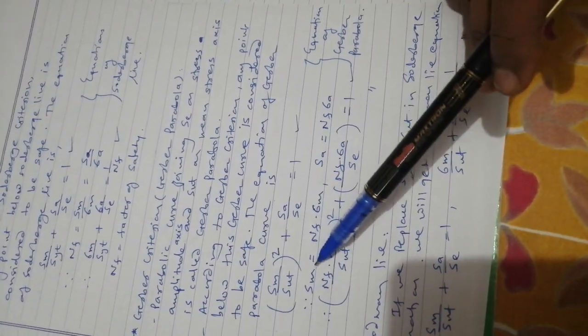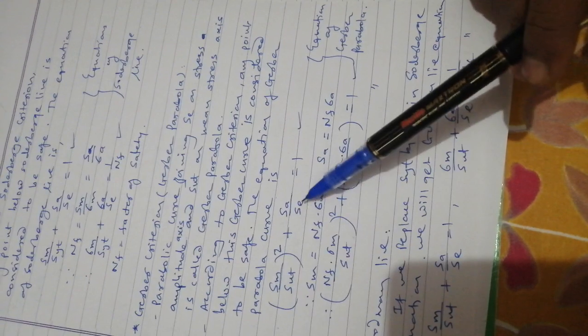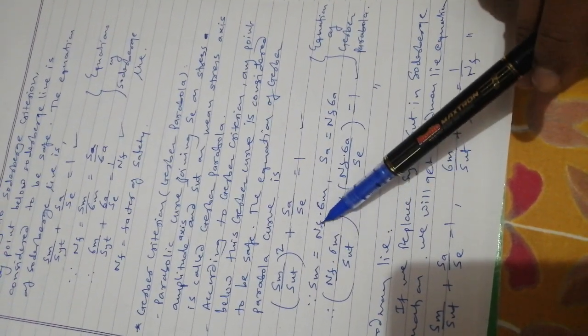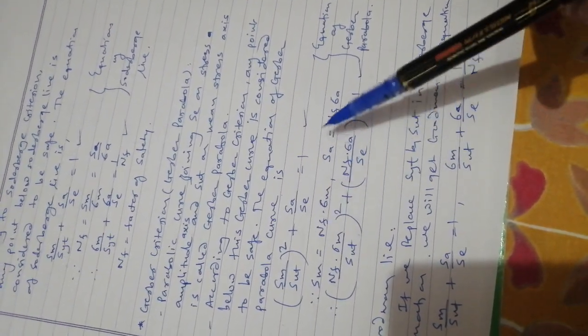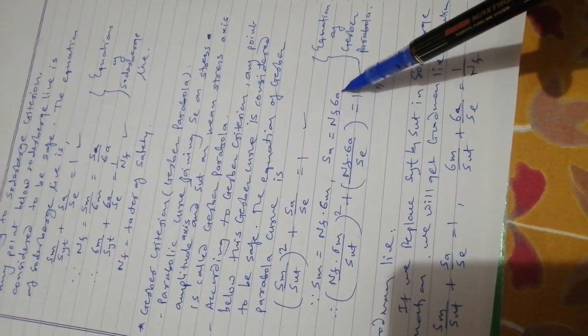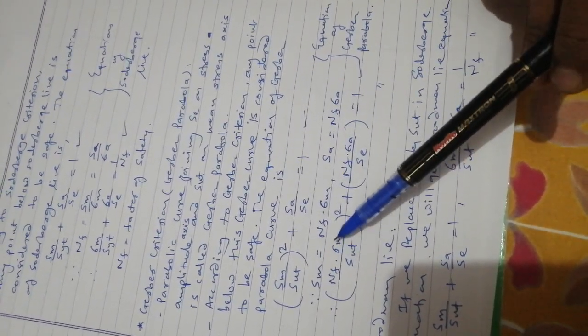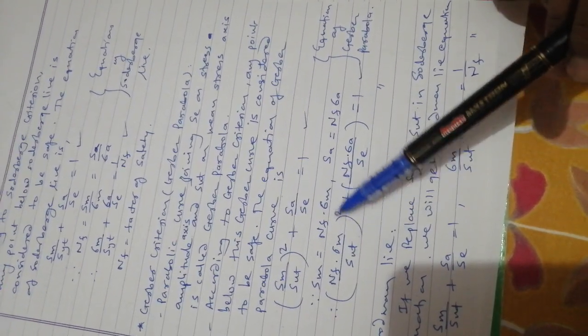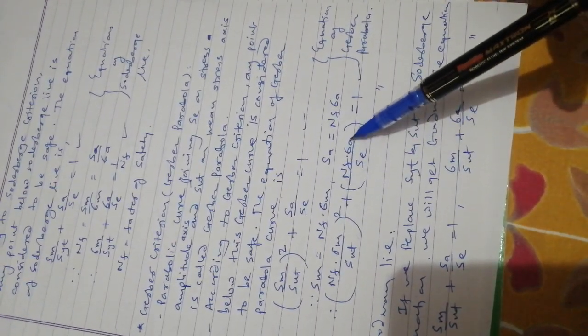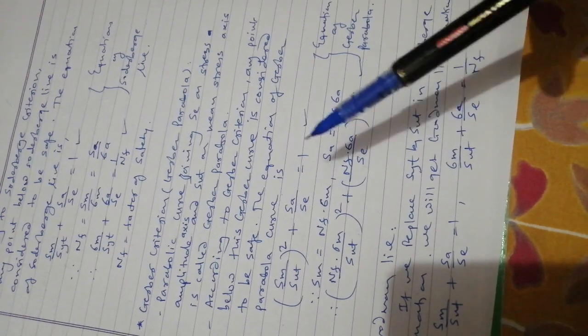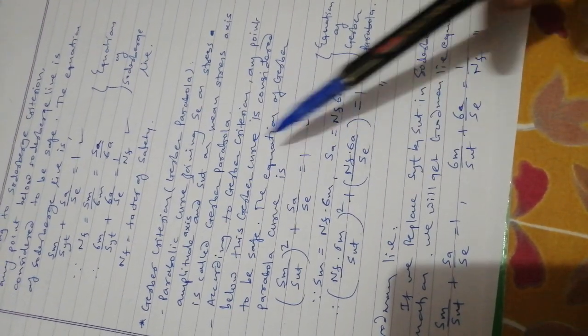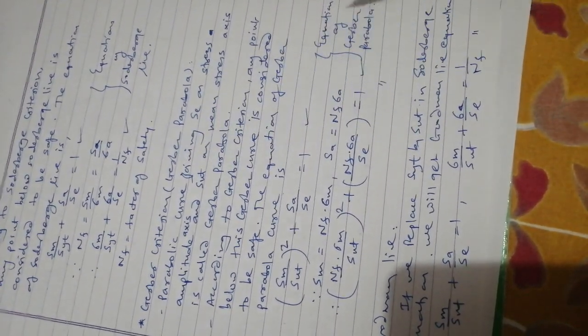Similarly, we know the factor of safety is Sm upon sigma m, therefore Sm is the factor of safety Nf into sigma m, and Sa is equal to Nf into sigma a. Substituting these values in the above equation, Nf into sigma m upon SUT the whole square plus Nf into sigma a upon Se is equal to 1. So both these equations are related to the Gerber parabola.